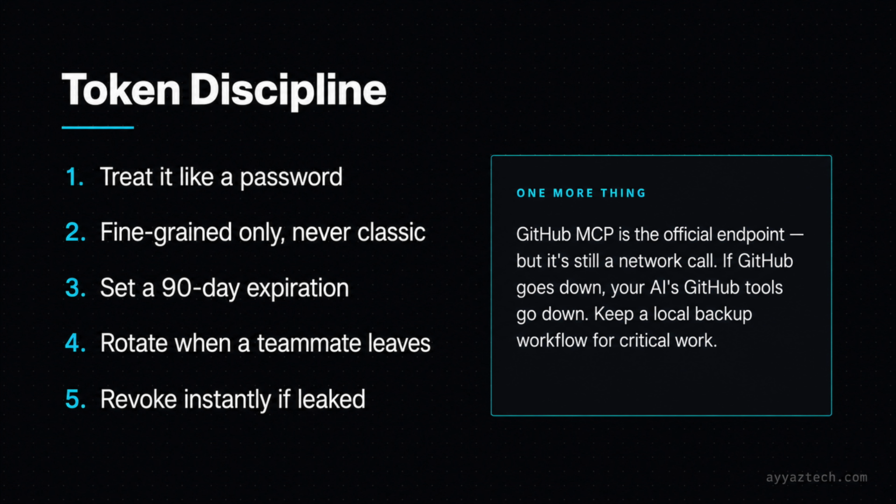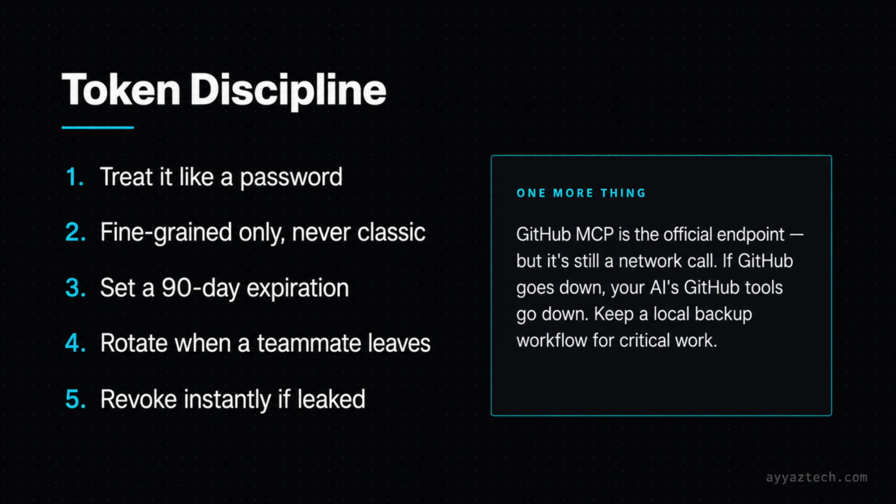The honest section. The token is the entire security boundary. Treat it like a password. Never commit it, never paste it in a chat. Use fine-grained tokens, never classic. Set a 90-day expiration so it auto-dies. Rotate it when a teammate leaves the project. If it ever leaks, revoke it the same minute in GitHub settings.